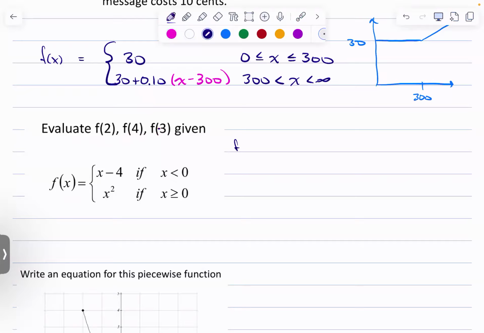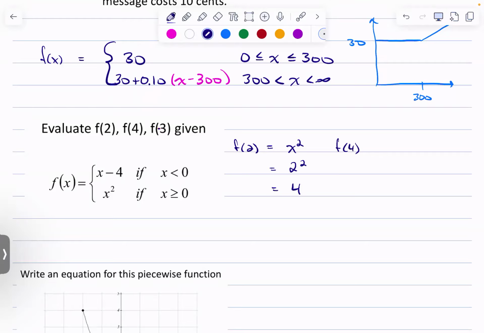So if we find f of 2, the input is 2, so x is 2. And we need to figure out where 2 is going to go here. Is 2 less than 0? No, it's not. 2 is greater than or equal to 0. So then f of x is x squared, which means 2 squared. So f of 2 is 4. Can you imagine if they'd all been positive? Do you see how boring that is? They all use the x squared function. Boring.